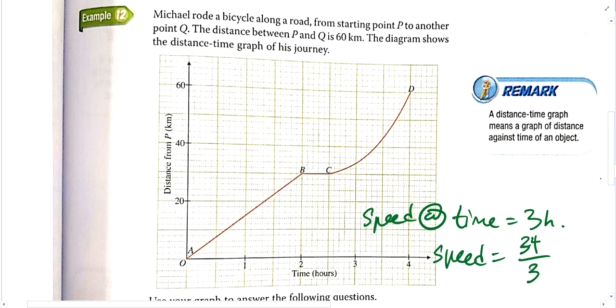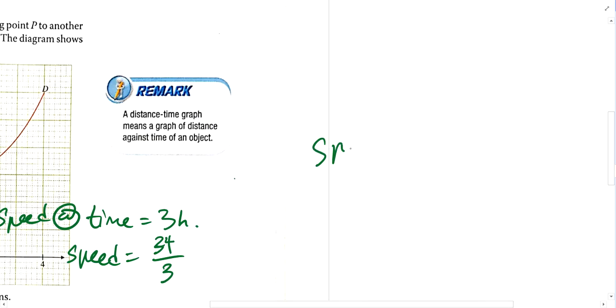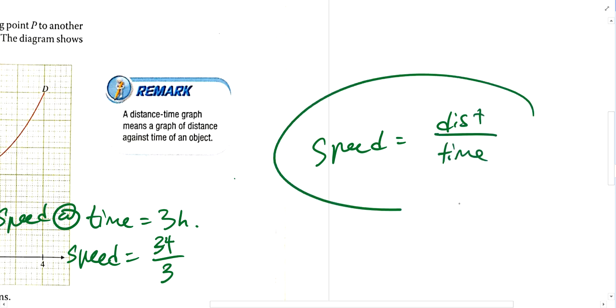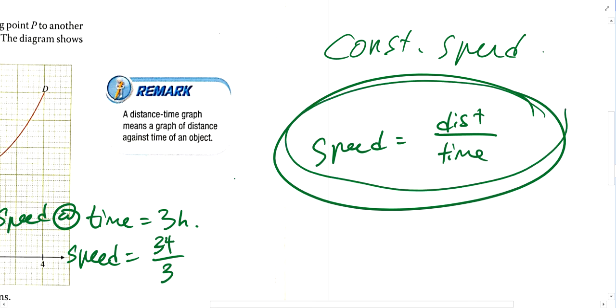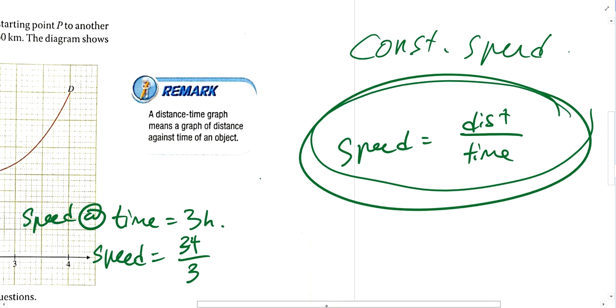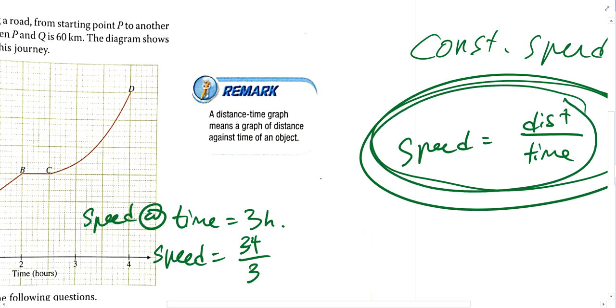Wait, what kind of formula is this? Oh, distance divided by time. When you learn this, distance divided by time equals speed. Where did you learn this from? Primary school. Yeah, your primary school only deals with constant speed. So yeah, you can use this in primary school. Now you're not in primary school. You're in secondary school. This is still applicable if I have constant speed.